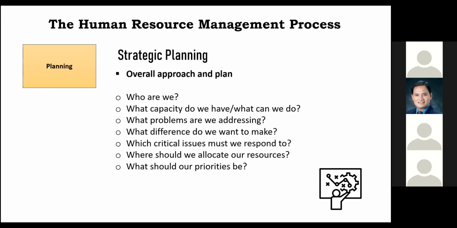And of course, our resources are always limited. So how do we allocate them? How do we prioritize our action plan? So this is the general idea of strategic planning. And this is still part of the planning function in the human resource management process. So when we are able to answer these questions, we can do a better action plan.